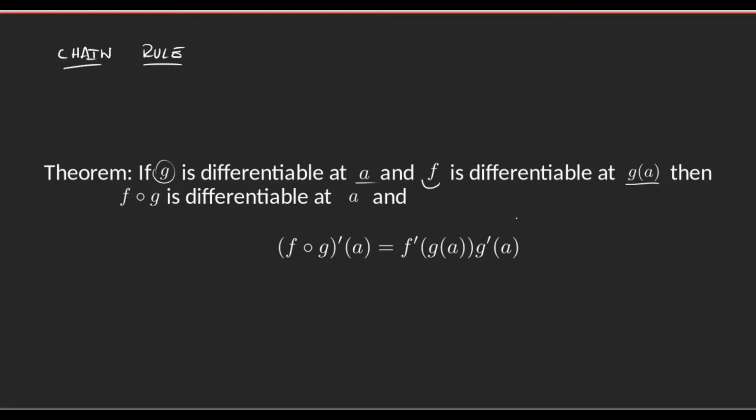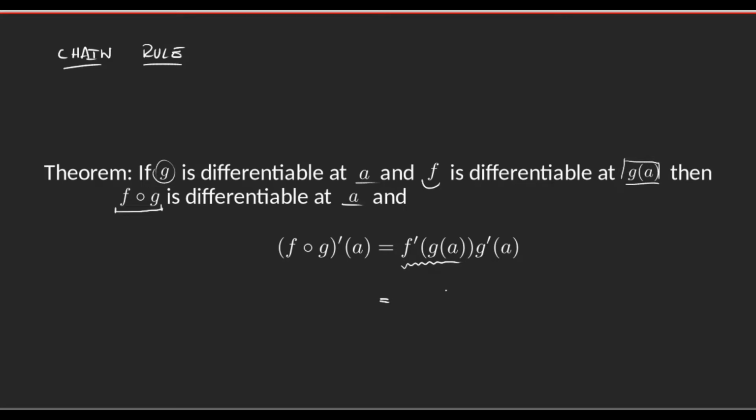of a. And then it tells us something about the derivative of the composition. It will be differentiable at a, and its derivative is going to be the derivative of f at g of a times g prime in a. The reason why we ask f to be differentiable at g of a is because we are going to evaluate the derivative of f at g of a.